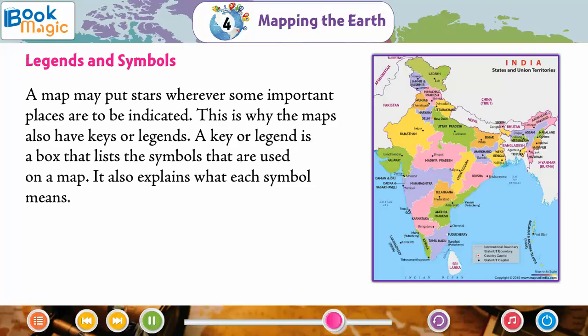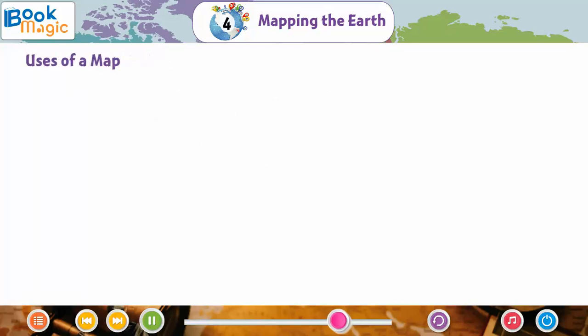This is why the maps also have keys or legends. A key or legend is a box that lists the symbols that are used on a map. It also explains what each symbol means.